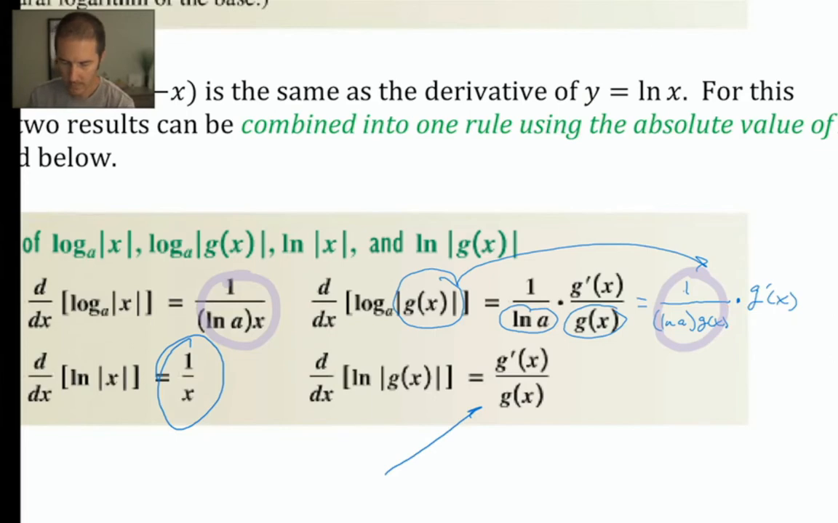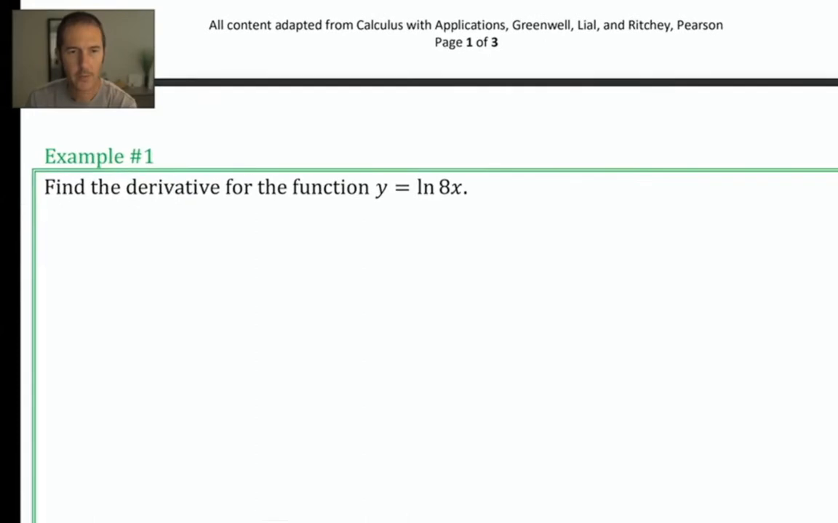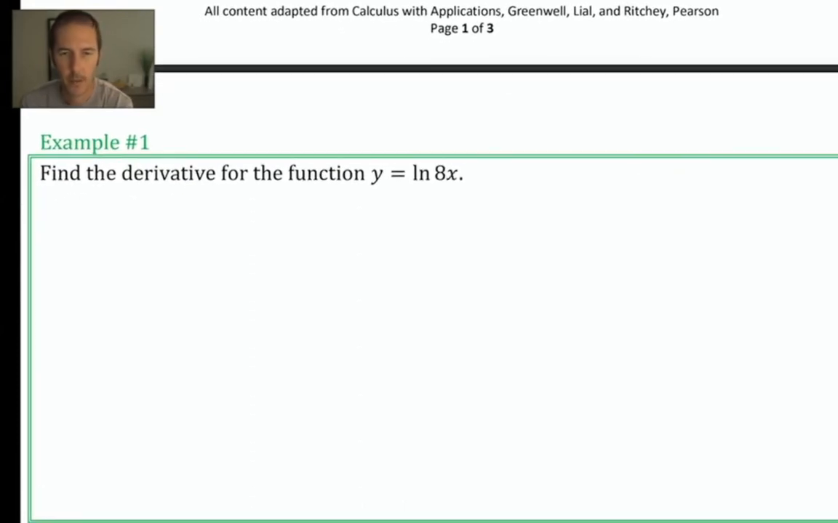Okay, so let's see about implementing some of these new tools. Example number 1 asks us to find the derivative of this function.